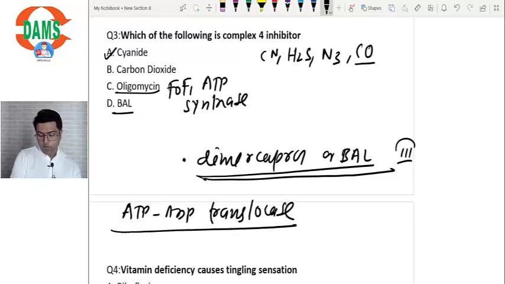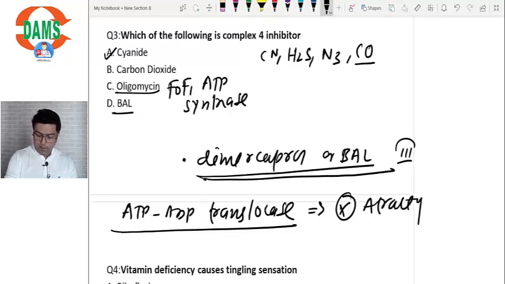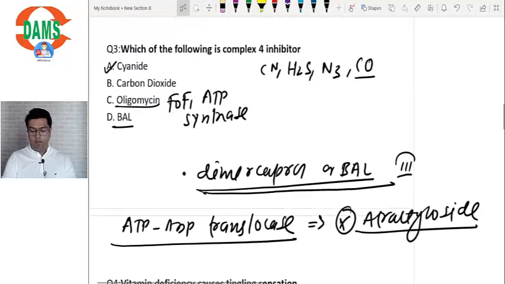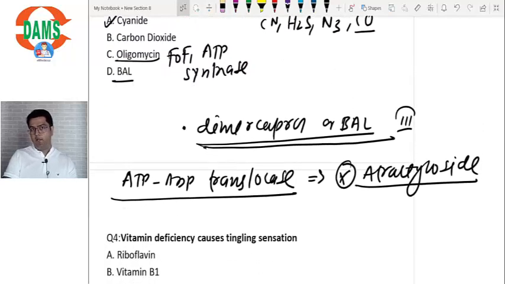So this removes the ATP out to the cytoplasm where it will be utilized, and this is inhibited by atractyloside. Fine. So that's your inhibitors. So remember most of the important inhibitors.